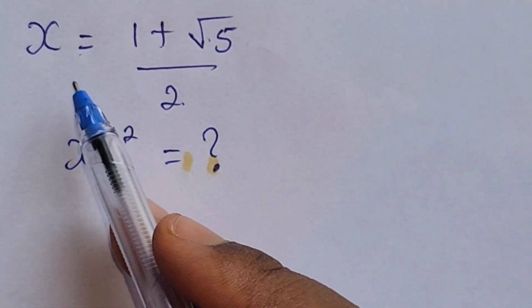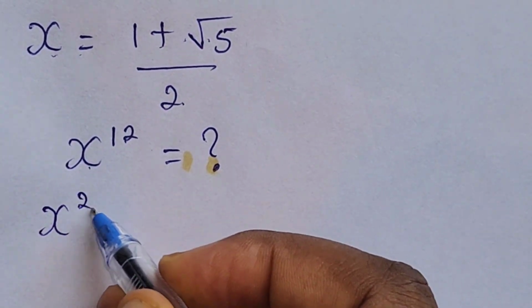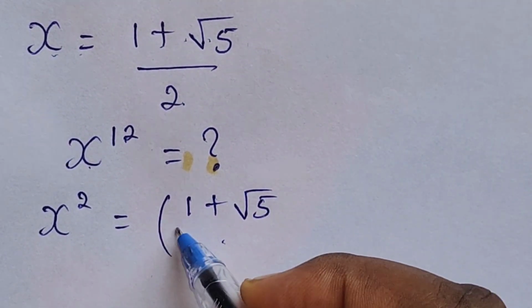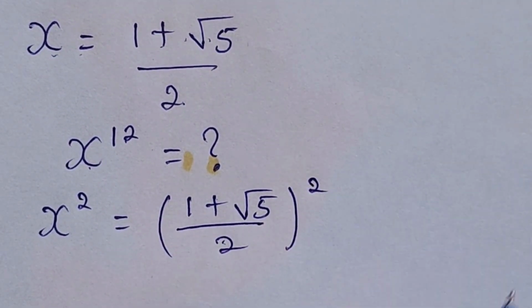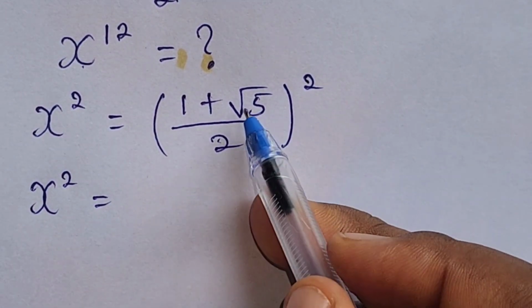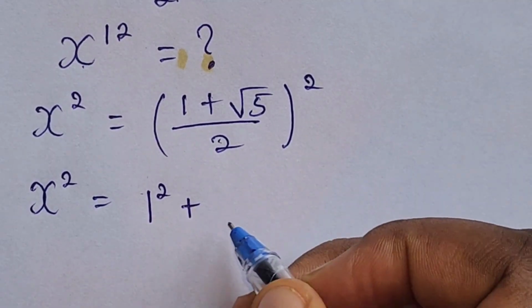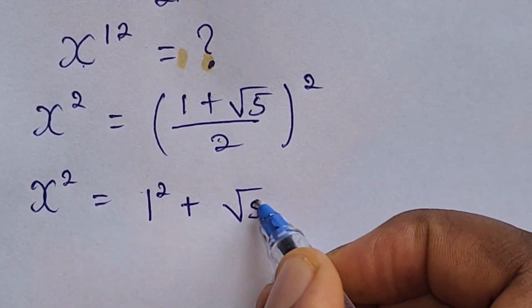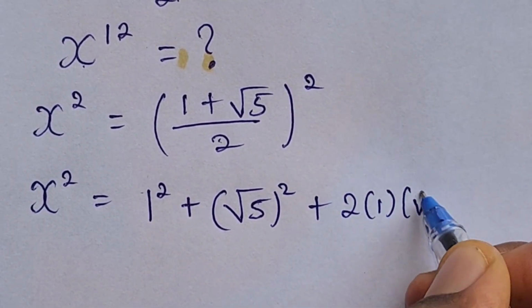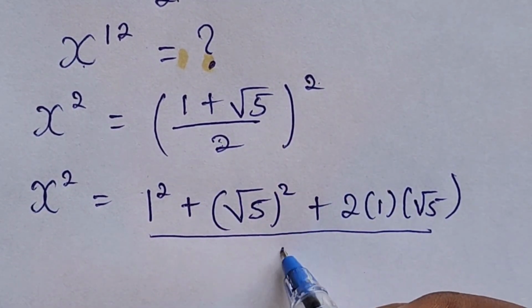Now let's begin by squaring both sides of the equation to have x to the power of 2 equal to ((1 + √5)/2) all squared. So we'll have x squared equal to, when I open this up, 1 to the power of 2 plus √5 to the power of 2 plus 2 times 1 times √5, all over 2 to the power of 2, which is 4.